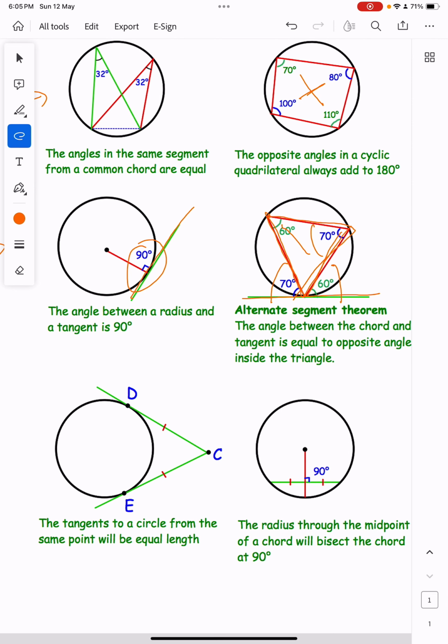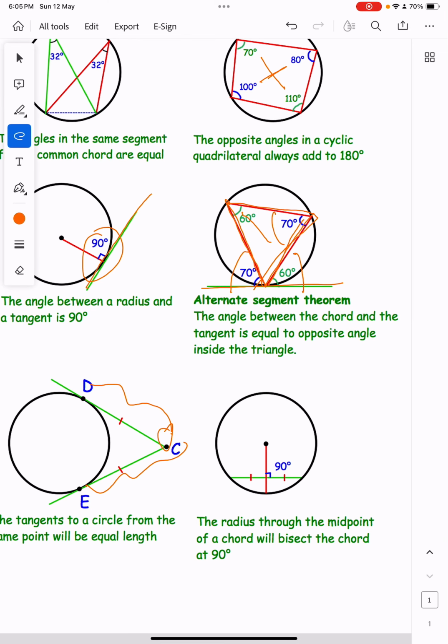The next one we have is the one to the bottom left, where the tangents to a circle from the same point will be equal length. So if we have two tangents that are coming together at a point, then the length from D to C would be the same length as D to E. So this distance here is going to be the same as this distance here.